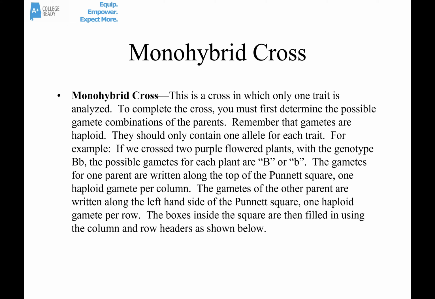All right, so now let's talk about some crosses. The most simple kind of cross is called a monohybrid cross. This is a cross in which we're looking at only one trait at a time. So to complete the cross, we must first determine the possible gamete combinations of the parent. Remember that gametes have to be haploid. They should only get one allele for each trait.